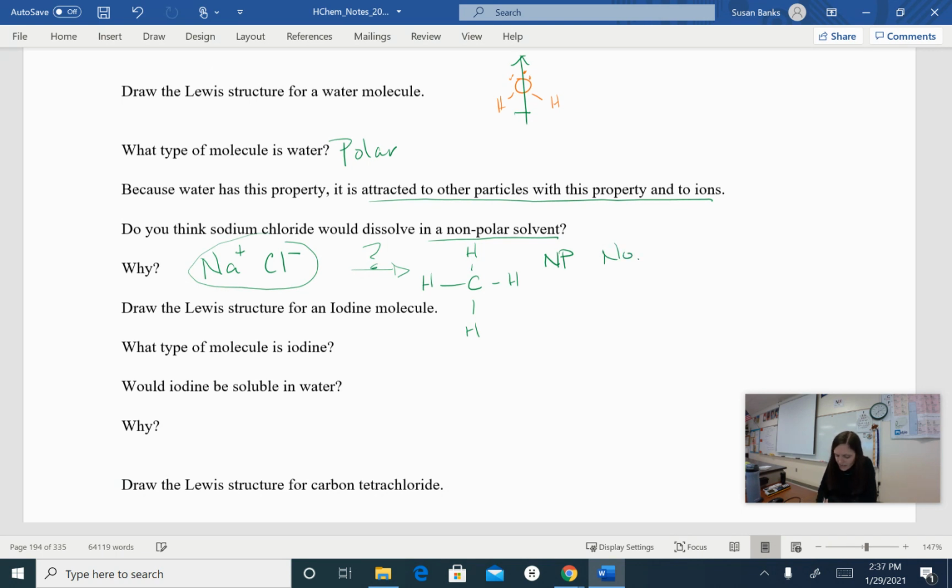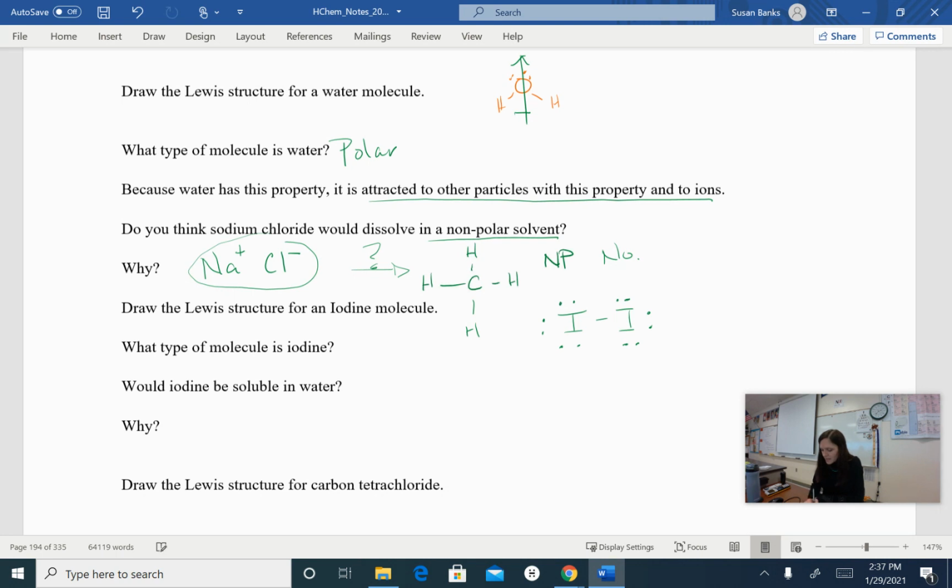Okay, let's try the iodine molecule. Remember, iodine is one of our diatomics. So iodine would be like this. Is iodine polar or nonpolar? Hopefully you realize that iodine has the same electronegativity as iodine. So those electrons are going to be shared completely equally. So iodine is completely nonpolar.